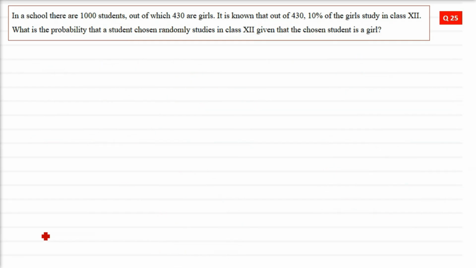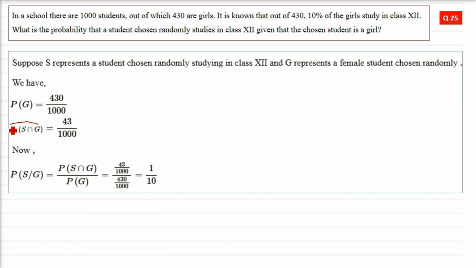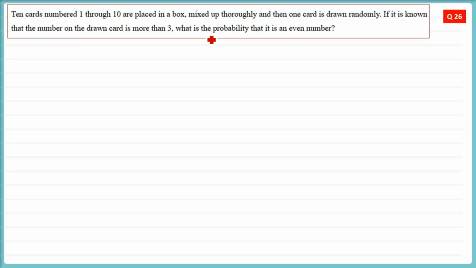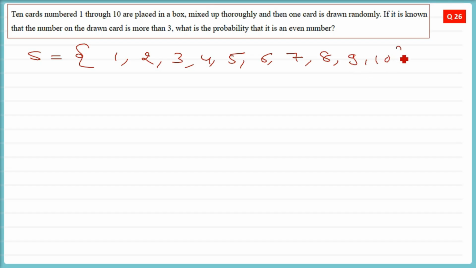Now how this will be done? This is how you are going to go about it. Right? It's a tricky question, but you will understand it. 10 cards numbered 1 to 10 are placed in a box, mixed up thoroughly, and then one card is drawn randomly. So let's make the sample space. Sample space is 1, 2, 3, 4, 5, 6, 7, 8, 9, 10. 10 cards in all, mixed up thoroughly, then one card is drawn randomly. If it is known that the number on the drawn card is more than 3, what is the probability that it is an even number?